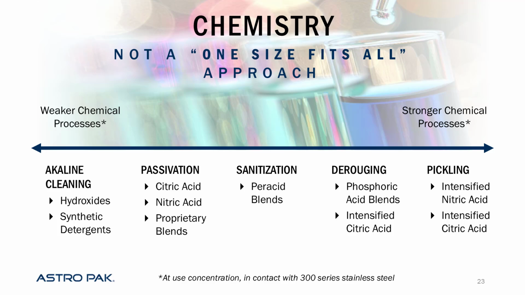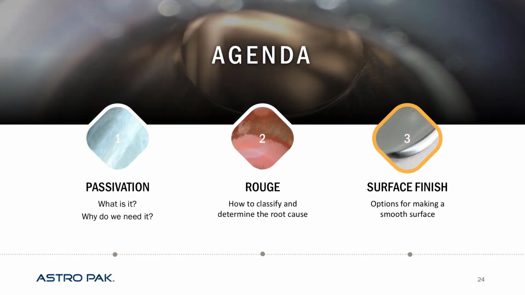Passivation is the gentle acid process, while derouging is a little bit stronger, and then pickling is the strongest, just to show that these are distinct processes, even though they're all acid cleaning processes for stainless steel. Surface finish will be quick through here.